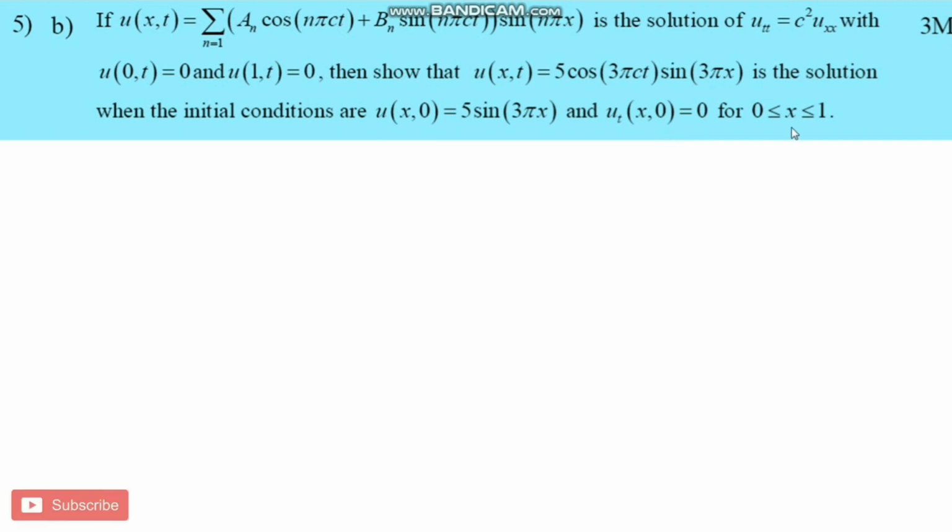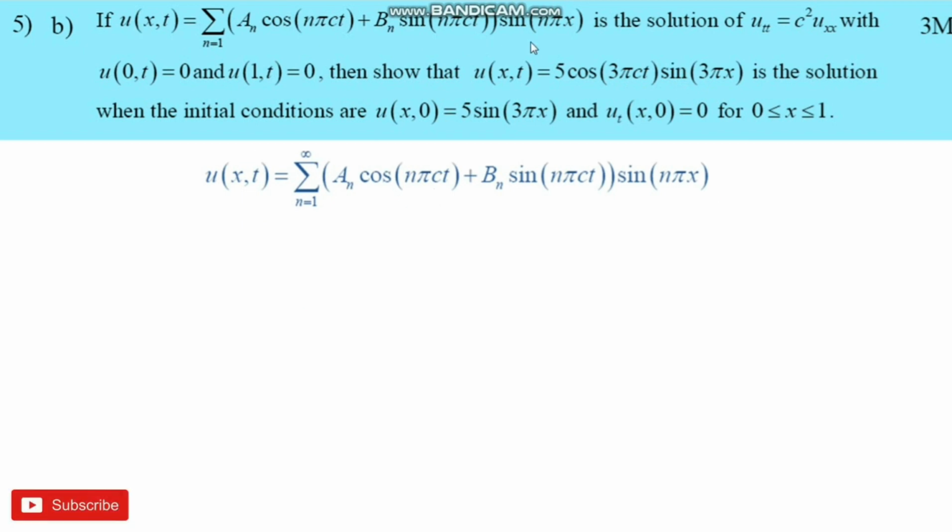The length of the string is only 1, that means x lies between 0 and 1. Here one can observe that ∂²u/∂t² = c² ∂²u/∂x², satisfying the conditions already mentioned, and using these two conditions we can show that the displacement u(x,t) is equal to 5 cos(3πct) sin(3πx). Let us get into the details.